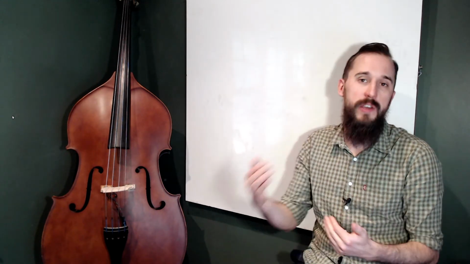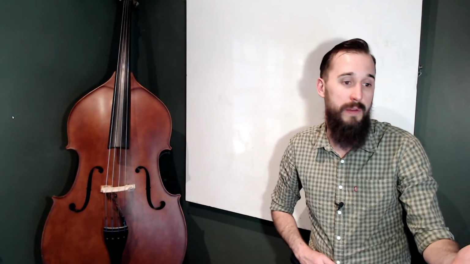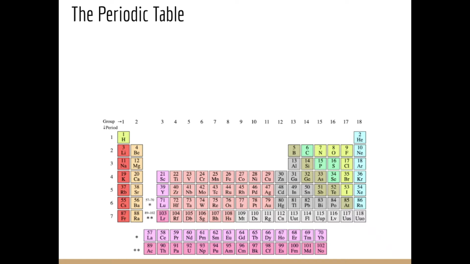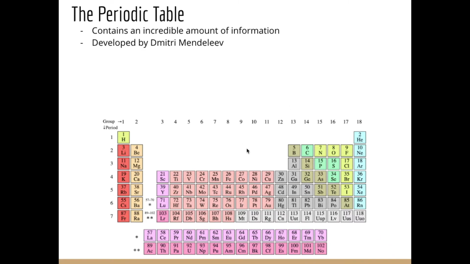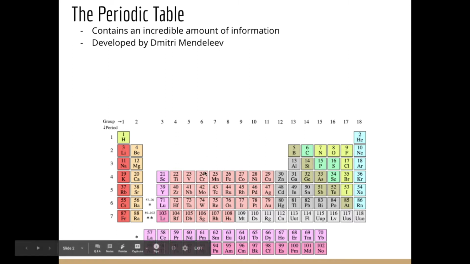The amount of information that this table holds and the different ways that you can read it, and you will learn to read it as you continue your chemistry education more and more, it's quite astounding that something seemingly so plain, for lack of a better word, can actually hold such an incredible amount of data and information. We're all familiar with what the periodic table looks like, so I'm sure this is nothing new to you, but we're going to look at some different ways to interpret it.